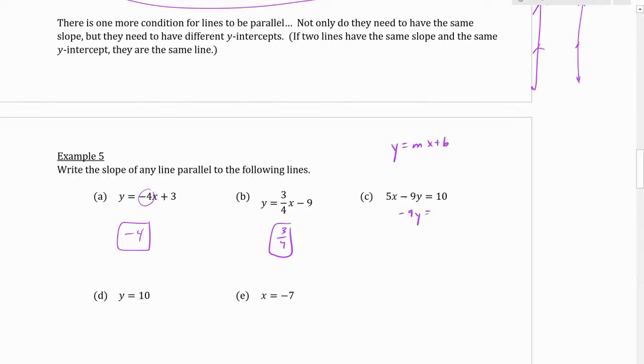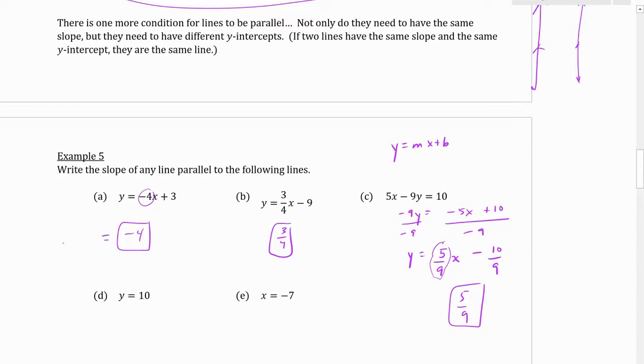So let's do that. I'm going to bring the 5x over, which makes it -5x. I'm going to divide both sides by that -9. So -5 over -9 is +5/9. And then a +10 over -9, positive divided by negative is negative. And don't worry, that's just the y-intercept. What I'm looking for is the slope. Whatever the slope of this line is, the slope of any parallel line will be 5/9.